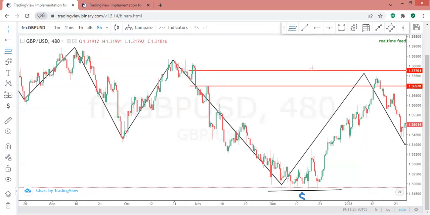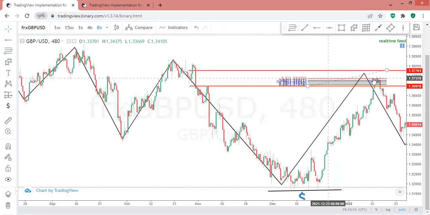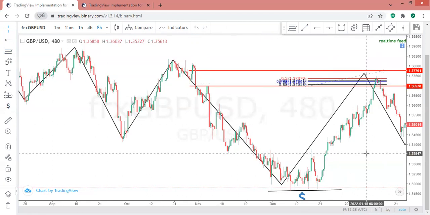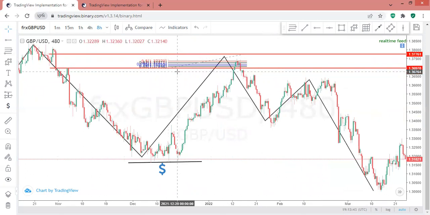Let me bring out my Fibonacci tool. The 50%. They fill the 50%. Look at it. Perfectly filled, came to the red line, which is the 50% in my Fibonacci. So they filled the 50% and price started going down.